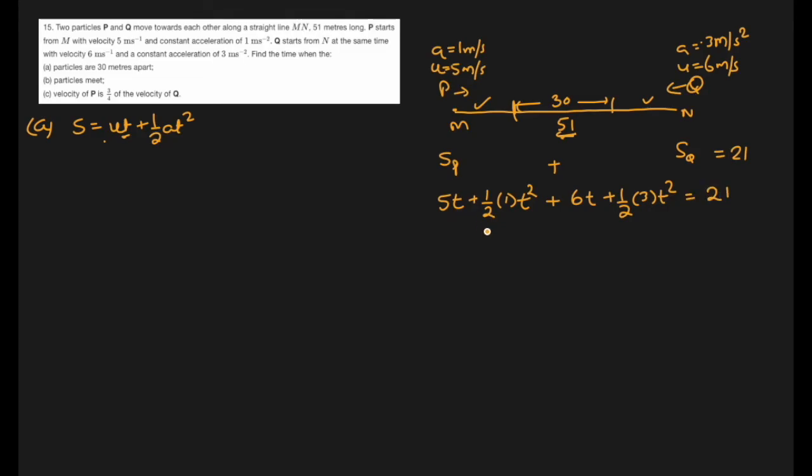So let's get rid of this. No, not yet. 5T plus 6T, 11T. Half plus 3 over 2 will be 4 over 2. That means 2T square is 21. Yeah, this is half, this is 3 over 2. Add them in your calculator, you'll get 2. So 2T square, both are T squares. So let's make a quadratic equation out of this.